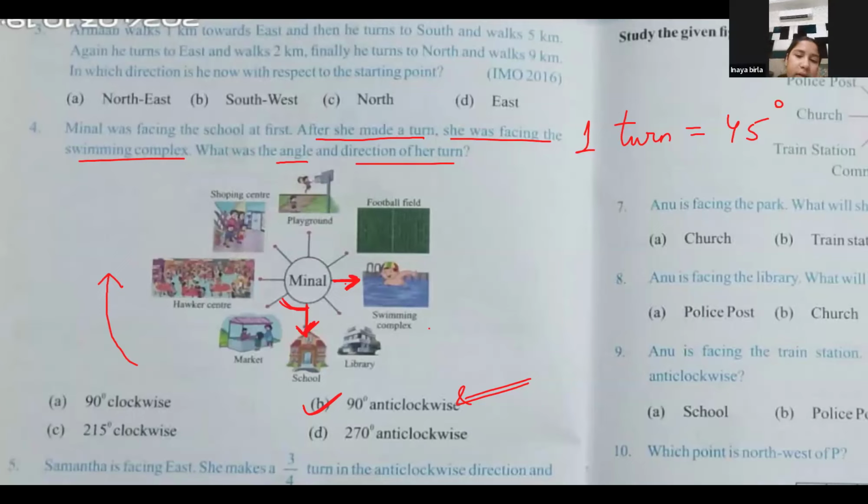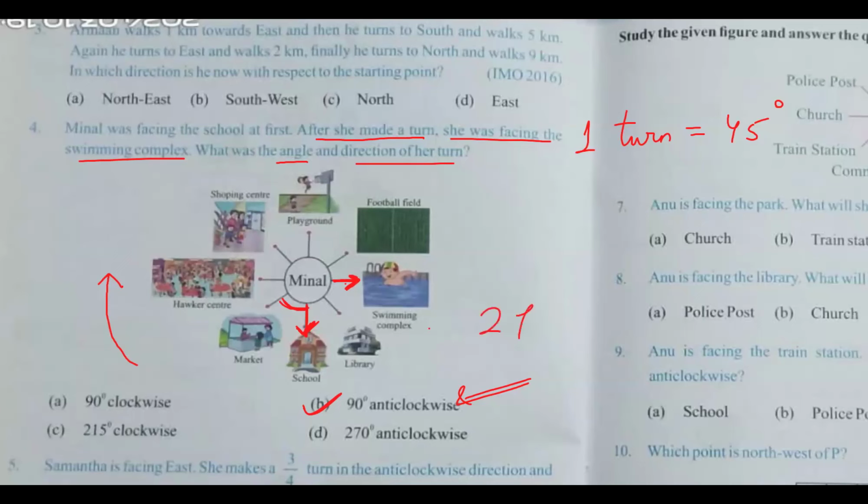Ma'am, my answer has come, 270 degrees clockwise. Very nice. Correct. That is correct. It should be 270 degrees clockwise. So these are the two ways in which we can reach this point. Out of these two options, in the options we are having 90 degrees anti-clockwise, so we'll mark this as the answer. All right. Correct.